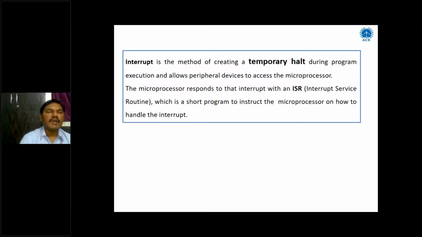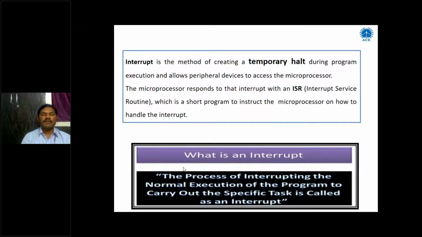Then what is happening? The microprocessor responds to that interrupt with an ISR. ISR stands for interrupt service routine or interrupt service register, which is a short program to instruct the microprocessor on how to handle the interrupt. The microprocessor cannot execute the interrupt directly. It responds to that interrupt with an ISR, which is a short program to instruct the microprocessor how to handle the interrupt, because there are so many types of interrupts that we will see. So this is also one more definition.